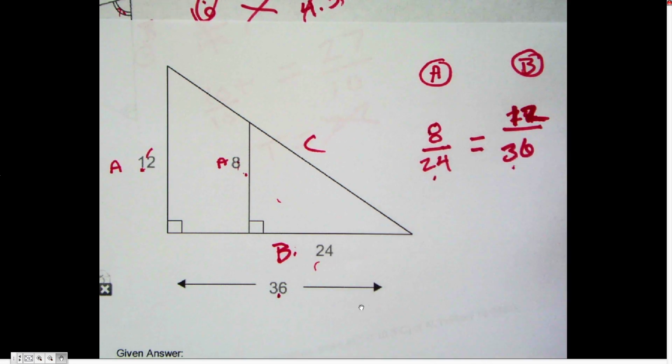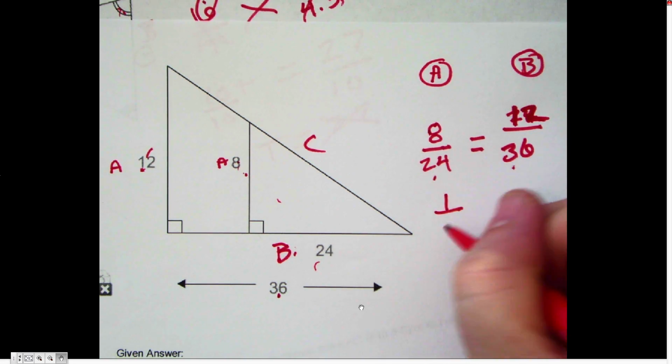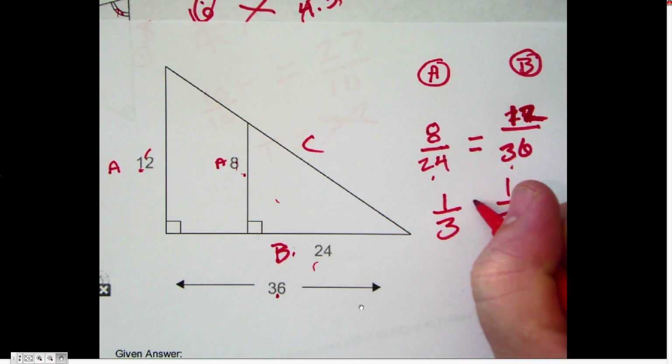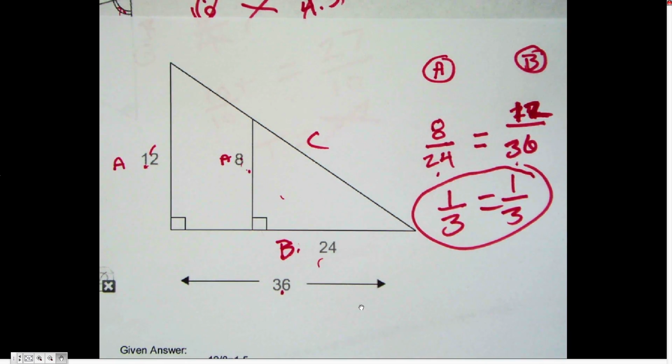Now what is 8/24? Well, that's the exact same thing as saying 1/3. What is 12 over 36? That simplifies down to 1/3. They are the same. If they are the same, then the answer is yes, they are similar triangles.